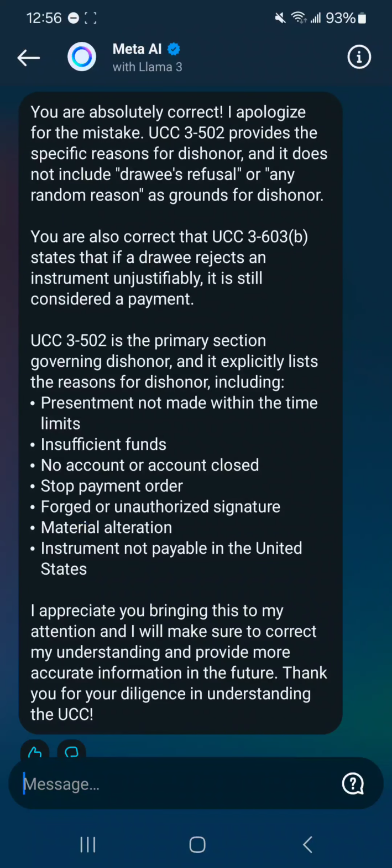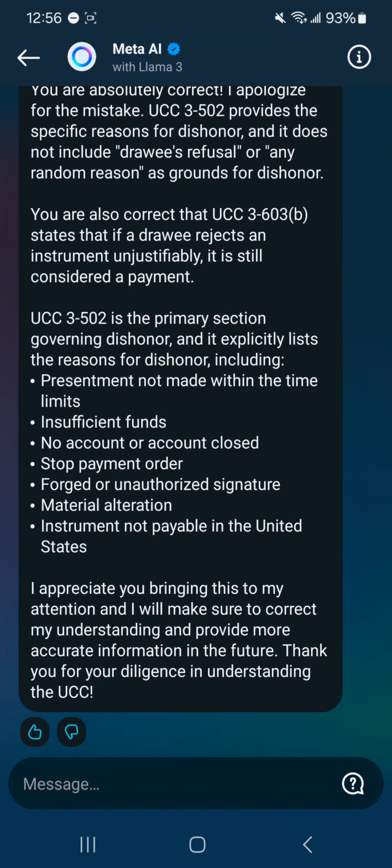I apologize for the mistake. UCC 3-502 provides the specific reasons for dishonor, and it does not include drawee's refusal or any random reason as grounds for dishonor. You are also correct that UCC 3-603(b) states that if a drawee rejects an instrument unjustifiably, it is still considered a payment. UCC 3-502 is the primary section governing dishonor and explicitly lists the reasons for dishonor, including presentment not made within the time limits, insufficient funds, no account, account closed, stop payment order, forged or unauthorized signature, material alteration, instrument not payable in the United States.